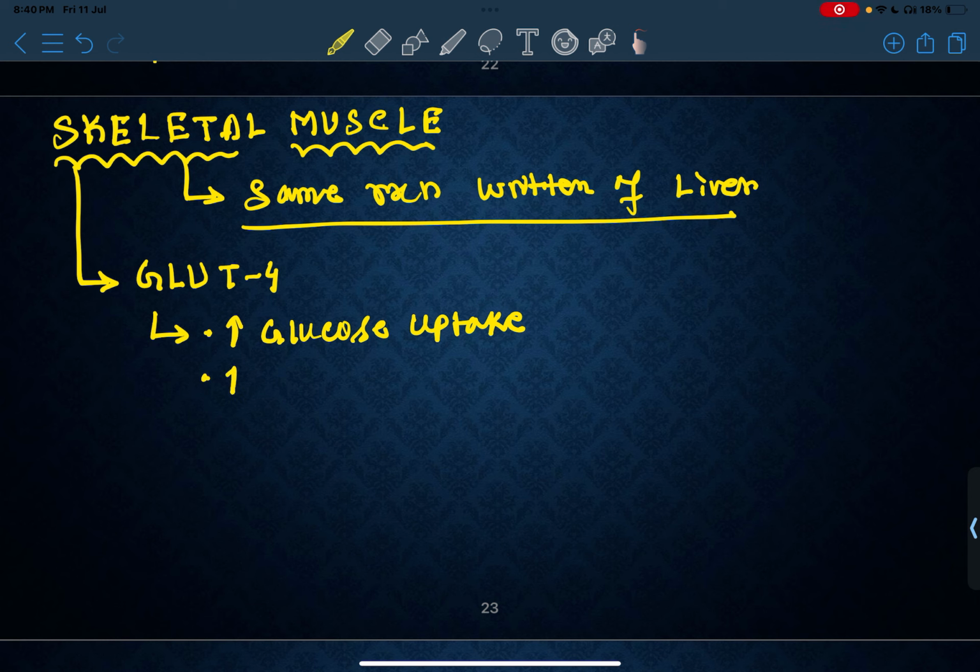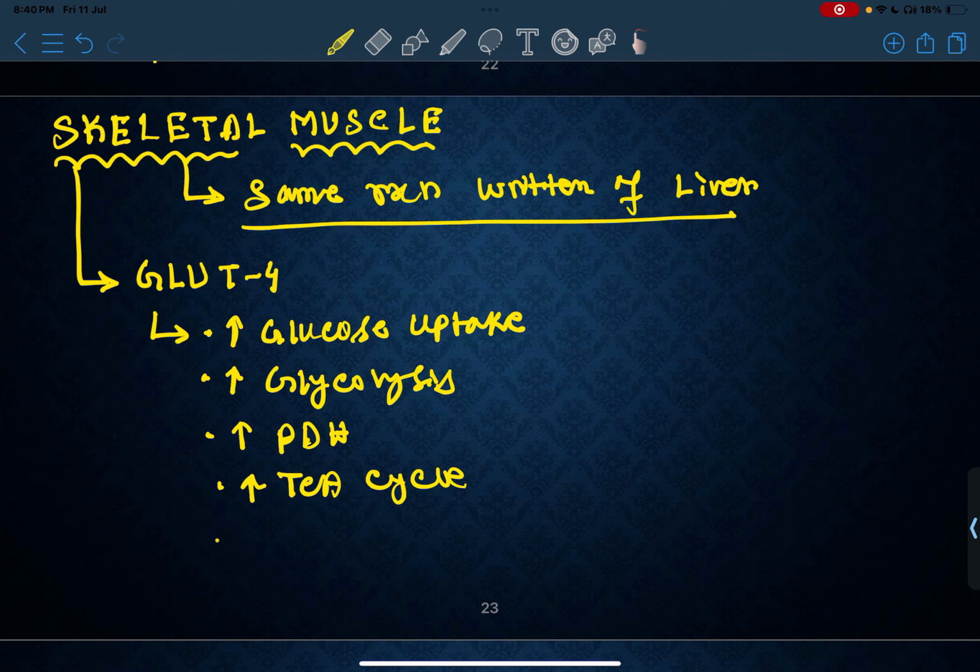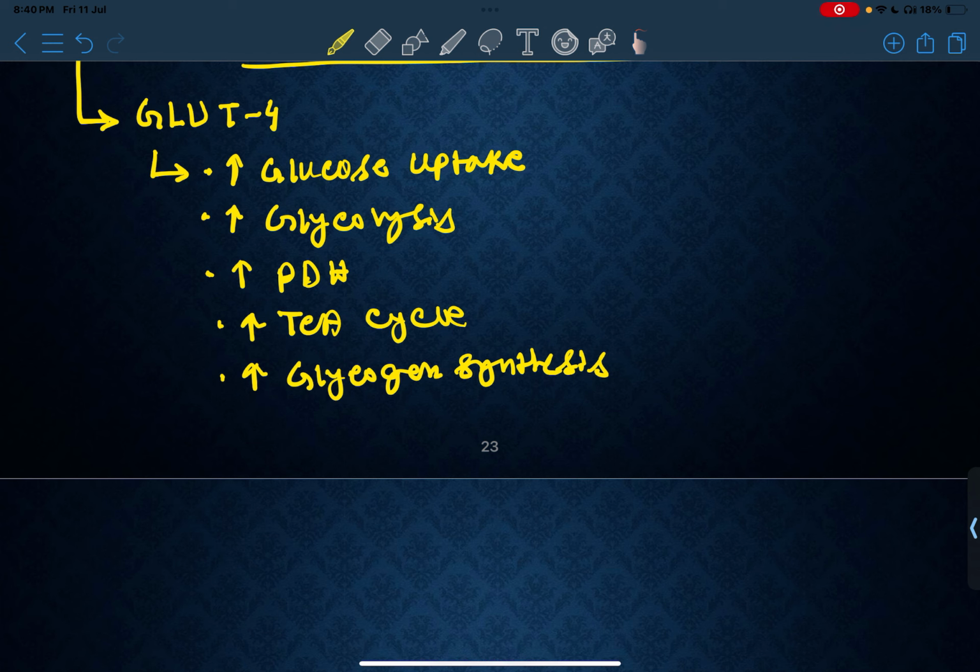Next, same glycolysis, increase pyruvate dehydrogenase, increase TCA cycle, same as liver, increase glycogen synthesis. Okay, so these are the things happening in the skeletal muscle.